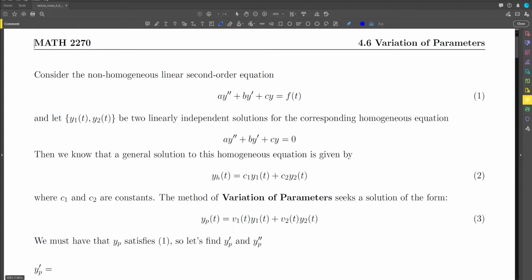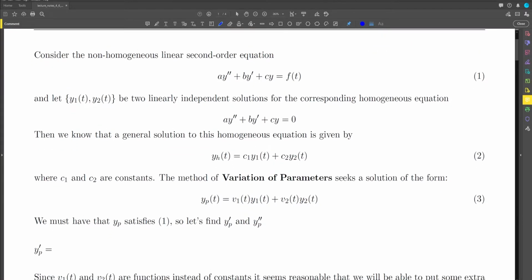Now, we must have that the particular solution satisfies the differential equation 1 over here. So let's find yp prime and yp double prime so that we can plug it in here and hopefully find some equations that v1 and v2 have to satisfy that we can solve for v1 and v2. So when we start off with yp prime, we're going to take the derivative of this function here, and so we have to use a product rule twice.